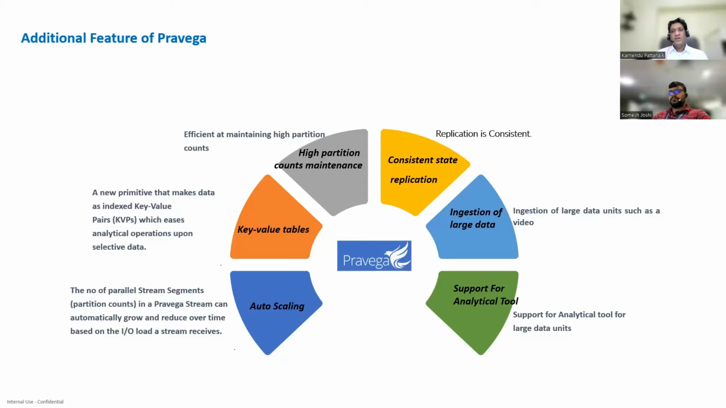The other one is consistent replication. Pravega gives one feature called exactly-once semantics. So whether the data fails in between, it will guarantee that exactly one-time delivery will happen. That means, let's say, suppose data is failing in a transaction.